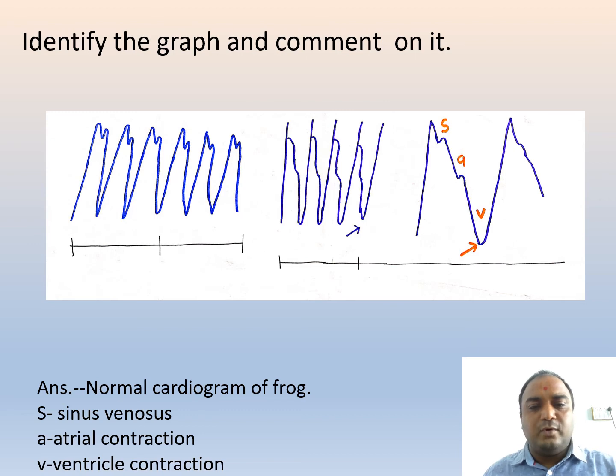This is the graph of the normal cardiogram of frog. Just like in human beings we have an ECG, electrocardiogram, here there is no electrical activity, but we are measuring the normal cardiogram of frog. You can see S, A and V written. S is for the wave of the sinus venosus, A is for the wave of the atrial contraction, V is for the ventricular contraction, and this arrow is for the truncus arteriosus. So this is the normal cardiogram of the frog's heart.